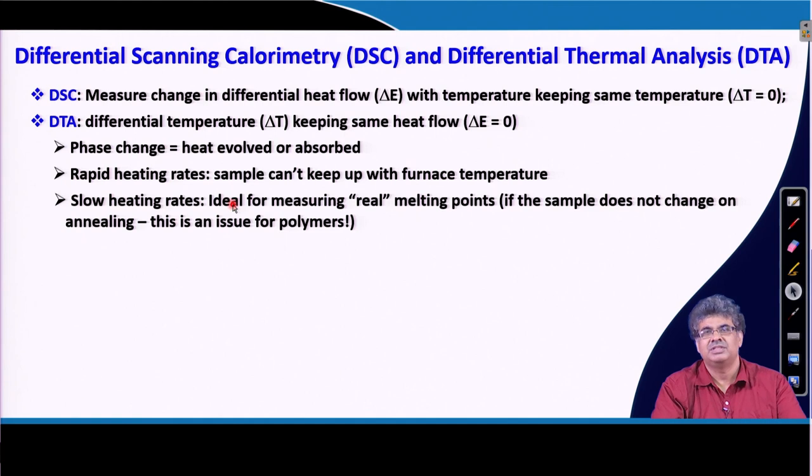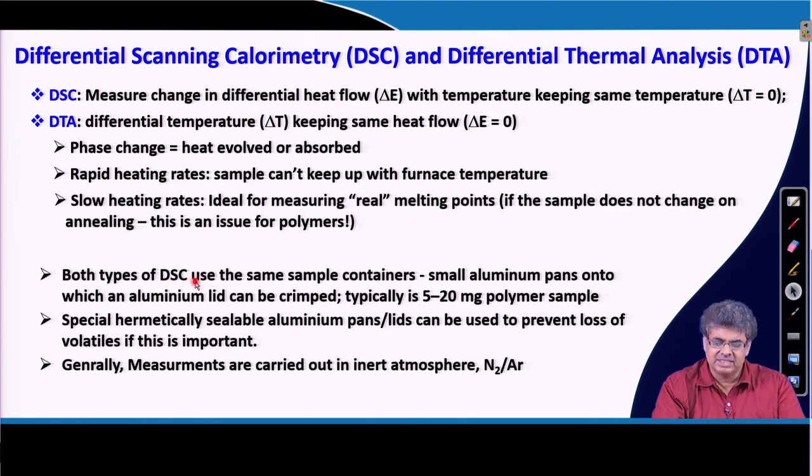So, the value which we will get may not be reflecting the values for the original sample we started with. So basically a balance is maintained, and a moderate heating rate is applied in DSC or DTA.